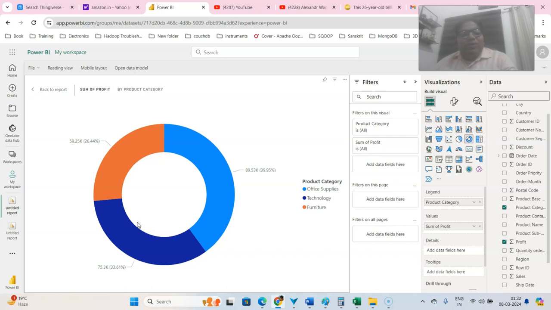So this is the basic idea about the different charts that we generally use in our Power BI setup at the time of data analytics. I hope this information is quite useful to you.